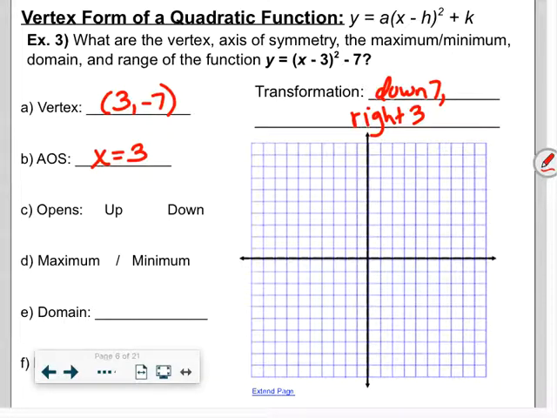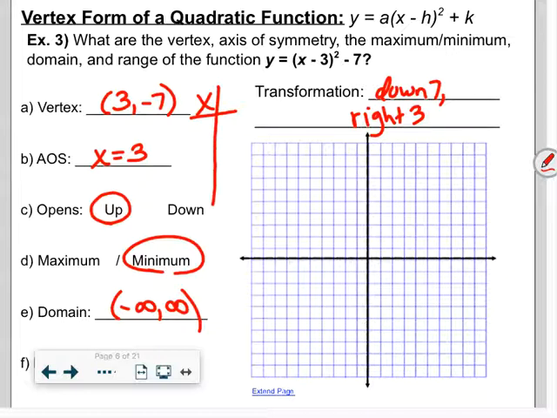And then, Brooke, does this one open up or down? How do you know? You're correct. Good job. There's no negative out front. And then, Chris, if it opens up, is there a maximum or a minimum? If it opens up. So imagine your U is up. A minimum. Okay, the domain is -infinity to infinity. All right, then my last step is to do the table.